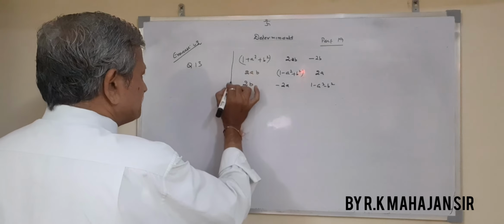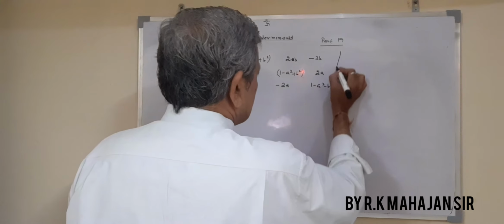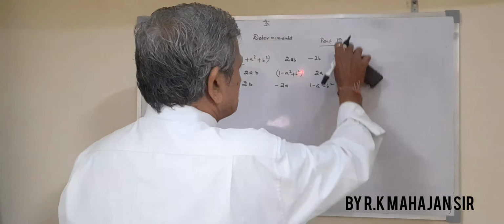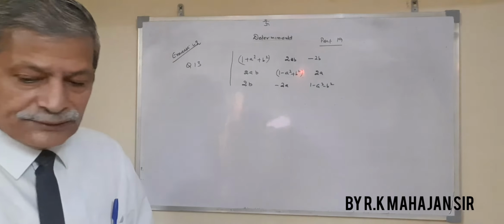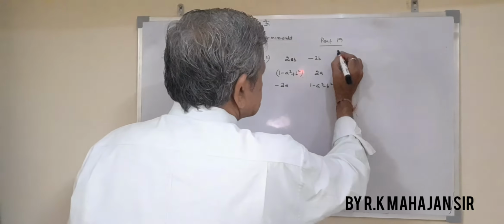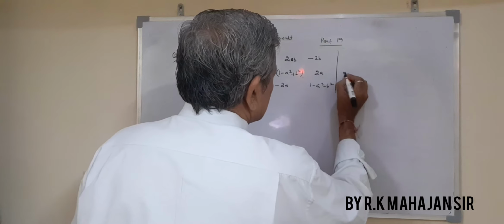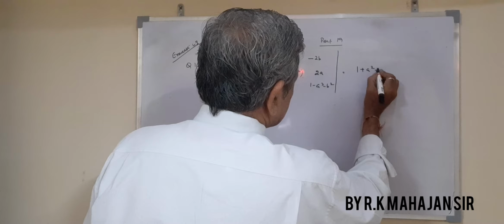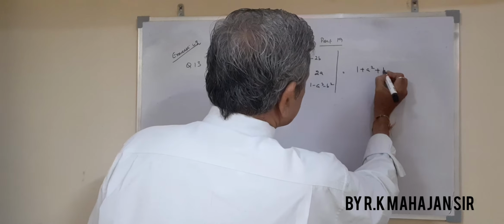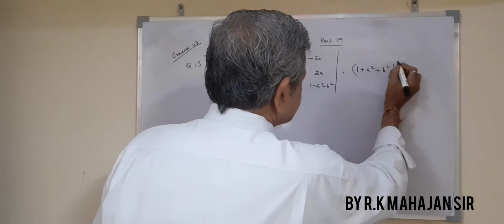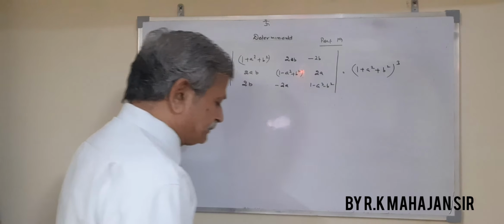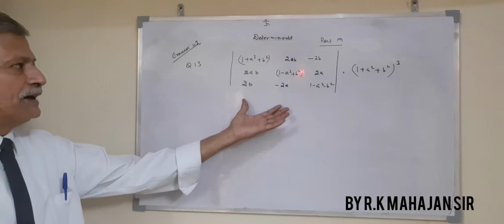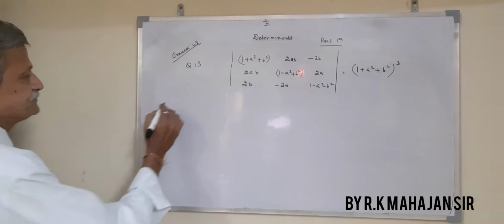Now this is in determinants and you have to prove that this is equal to 1 plus a square plus b square whole cube. Now this part you have to prove. Now how can we prove this part? See on the blackboard. Now the solution.